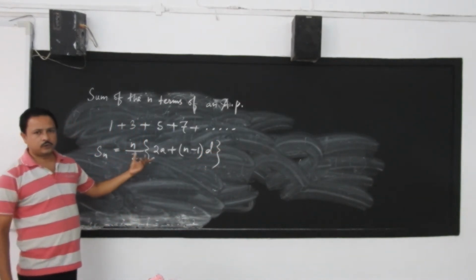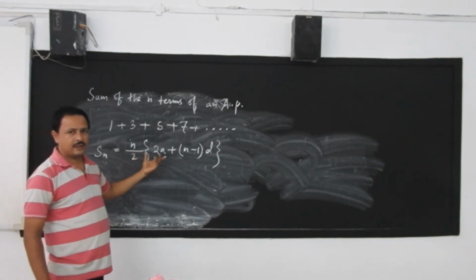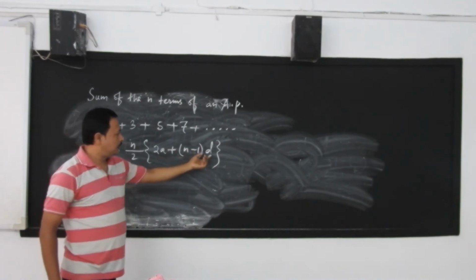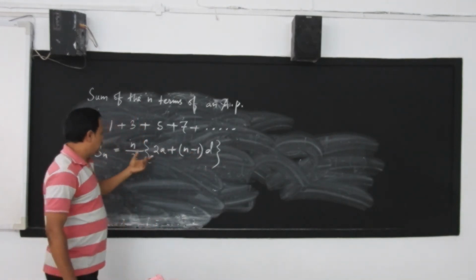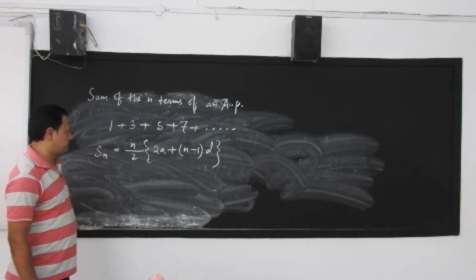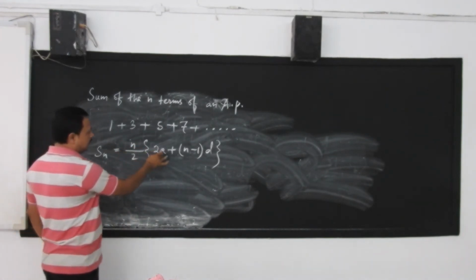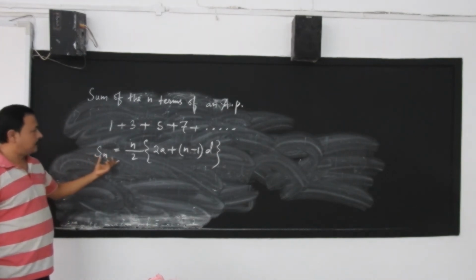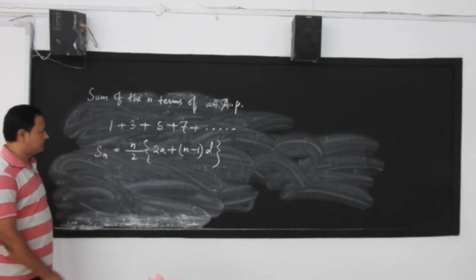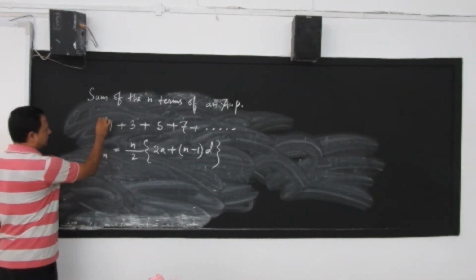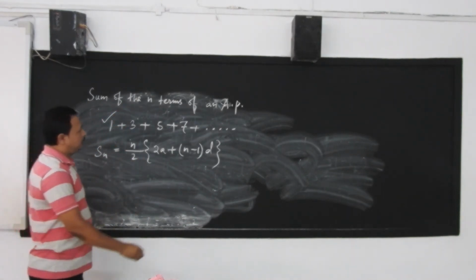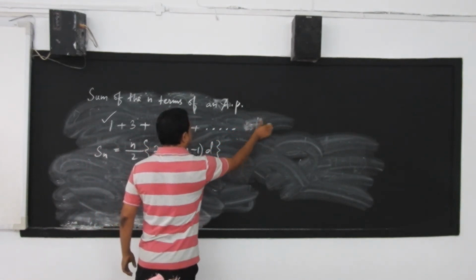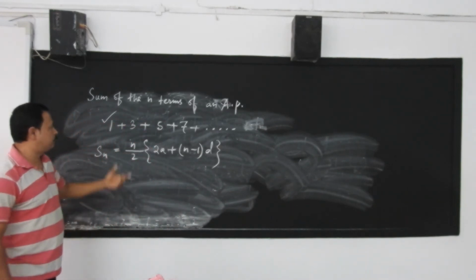This is the formula to find the sum of n terms of an AP, where a is the first term, d is the common difference, and n is the number of terms. If you know n, a and d, then you can easily find the sum of n terms of that AP using this formula. See here, we are trying to find the sum of 15 terms of this AP.